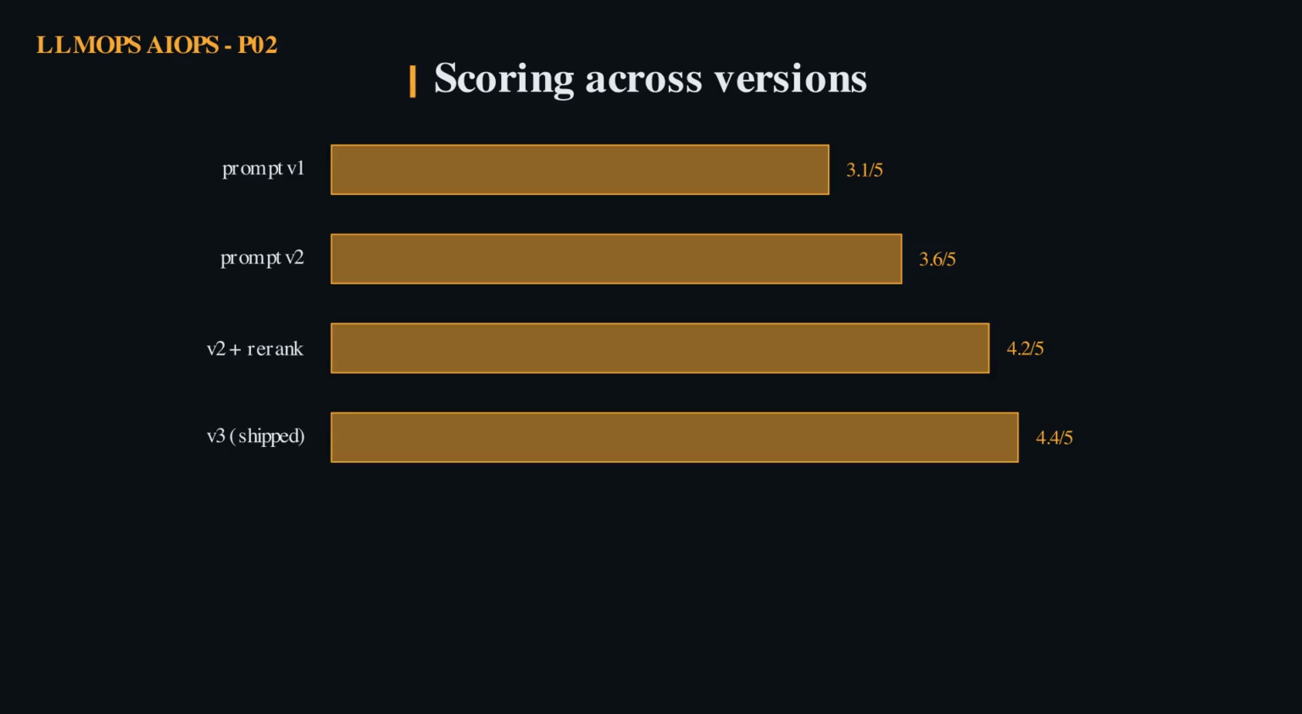Plotted over versions, evaluation turns opinion into a curve you can defend in a review. Each bar is a release. Instead of arguing about which prompt feels better, you point at the chart and ship the one the numbers support.